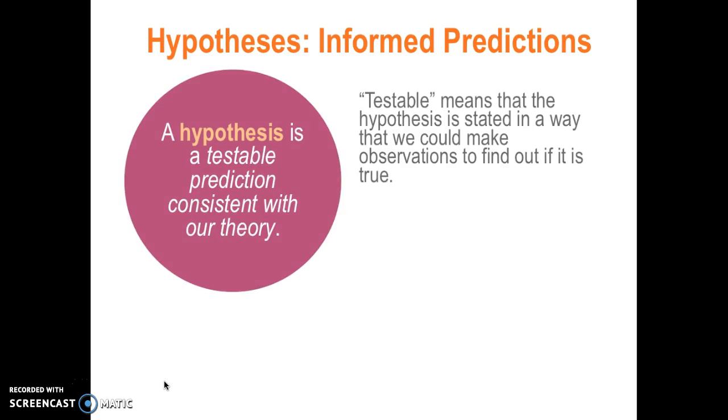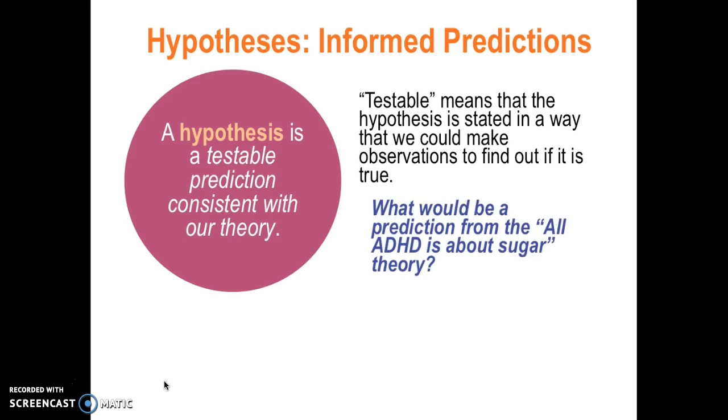Now, flip it. What's a hypothesis? A hypothesis is when you make a guess about something. A hypothesis is a testable prediction consistent with a theory. Testable means that you can create a process to make observations to find out if your hypothesis is true. So, using our theory of all ADHD is about sugar, what could be a prediction? What could be a hypothesis of that? Think about it.